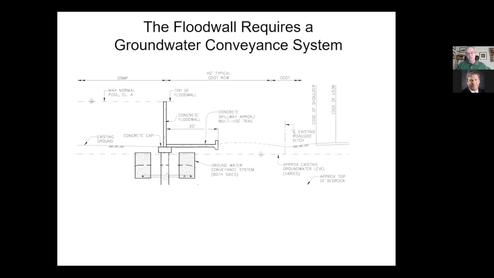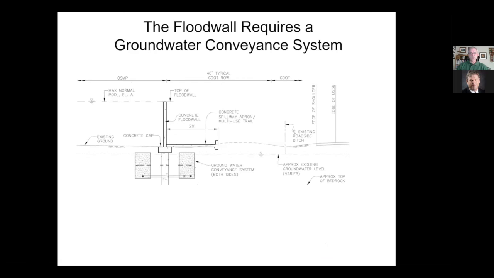A second concern with the flood wall is this. The flood wall itself, again, this is the thing right along Route 36, requires a groundwater conveyance system. Here's a kind of a busy drawing from the conceptual design report. This is actually an engineering design report. So let me add some color to it so you can see what I'm talking about.